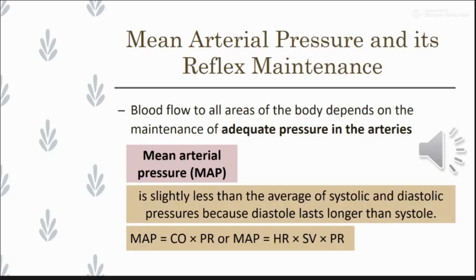Okay, so let's go now to your MAP, the mean arterial pressure and its reflex maintenance. Blood flow to all areas of the body depends on the maintenance of adequate pressure in the arteries. As long as the arterial blood pressure is adequate, we know that there is local control of blood flow, according to the basal needs of our tissues.